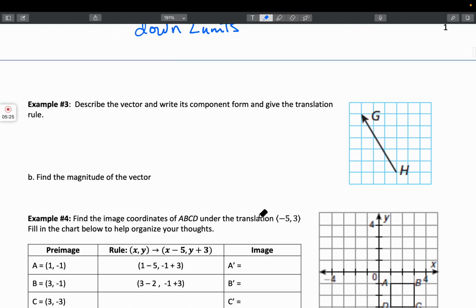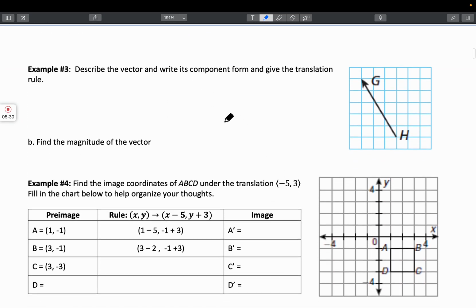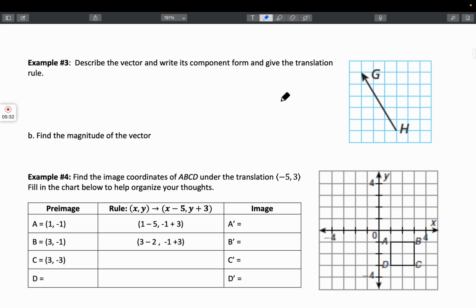Example 3 on the back side, it says to describe the vector and write its component form, then give the translation rule. So here's our vector HG, and you can see here H is our initial point, it's our starting point, and our terminal point is up here at G. So G is where it ends. So this is the vector capital H, capital G, and it gets one line over the top with just a top arrow, kind of like a harpoon. It's not a traditional arrow there. So this is vector HG.